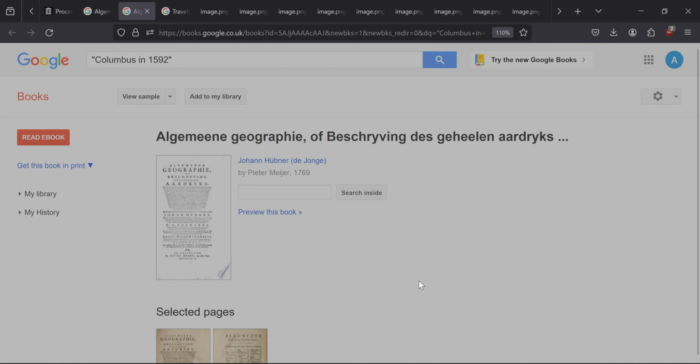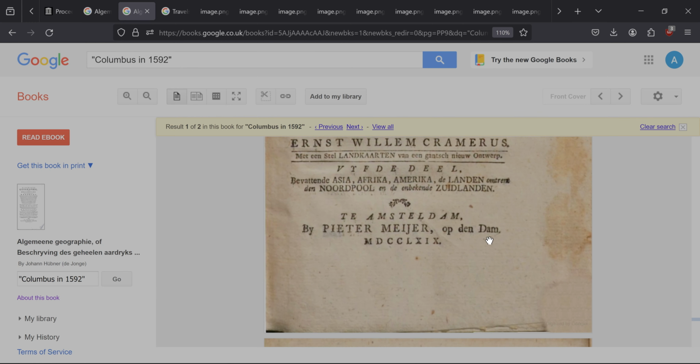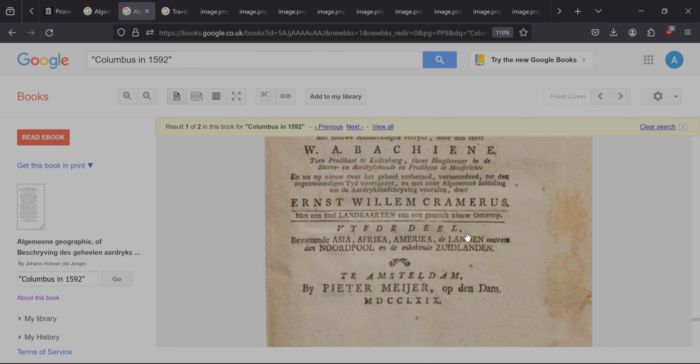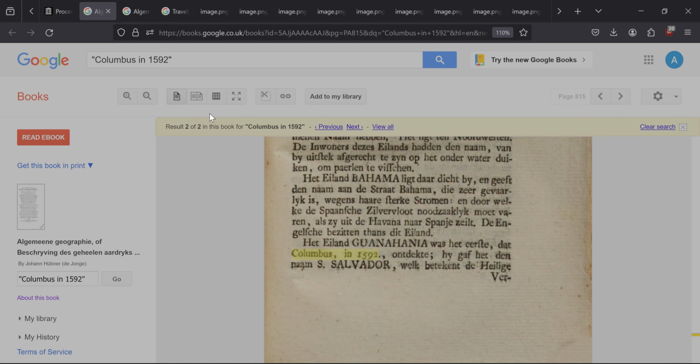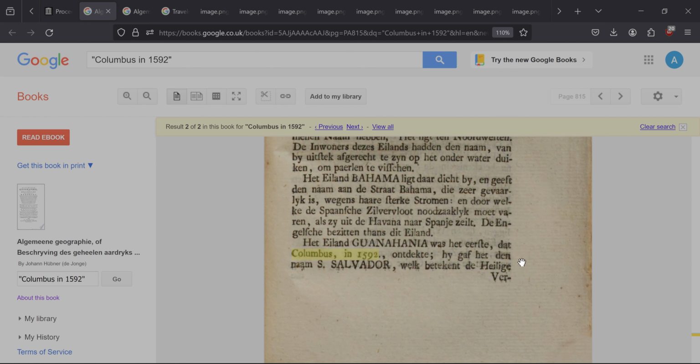So this is a Dutch book by Johann Hubner, 1769. As you can see, it's in Dutch, but it's talking about America, Asia, Africa, etc. And if we come to this page, we can see, once again, it says, the island of Guanahania was first discovered by Columbus in 1592. So there's another island discovered by Columbus in 1592.